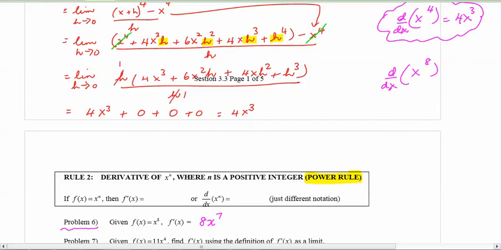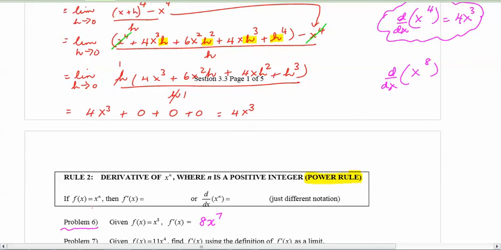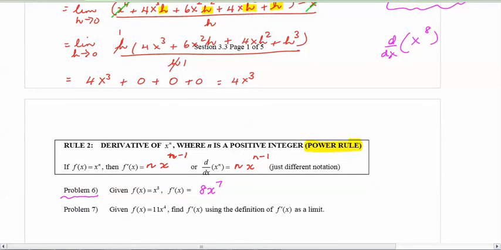And what the power rule says is that if you have x to the n and you differentiate it, the n comes down in front and you subtract 1 from n, from the exponent. So I'm just writing down the power rule twice. It's just using the two different notations. Okay. So this is a very useful rule indeed.